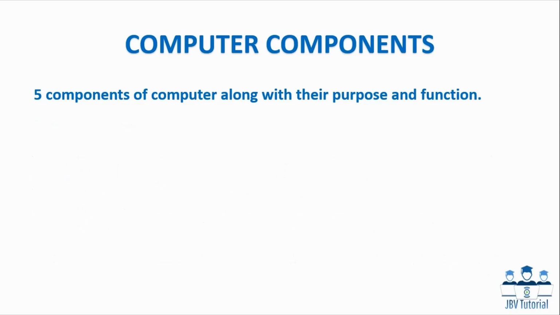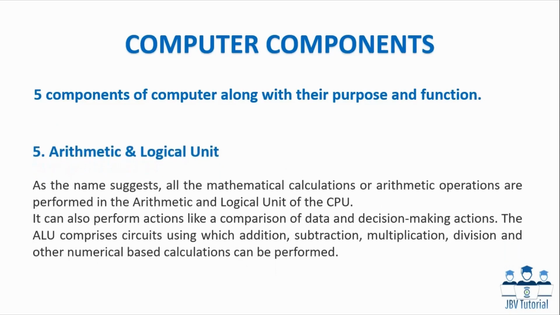5. Arithmetic and logical unit. As the name suggests, all the mathematical calculations or arithmetic operations are performed in the arithmetic and logical unit of the CPU. It can also perform actions like comparison of data and decision-making actions. The ALU comprises circuits using which addition, subtraction, multiplication, division and other numerical-based calculations can be performed.